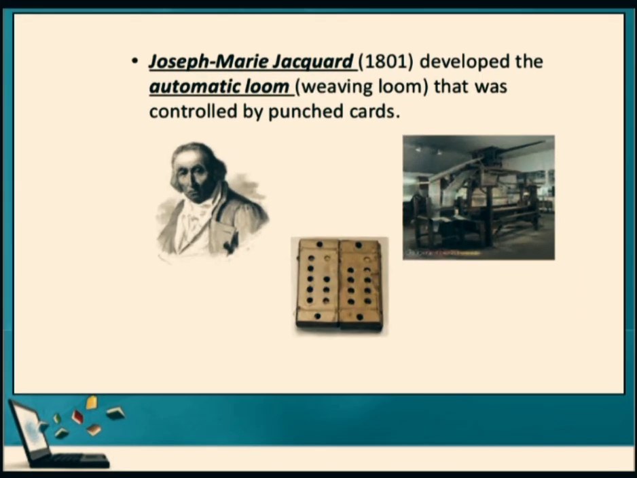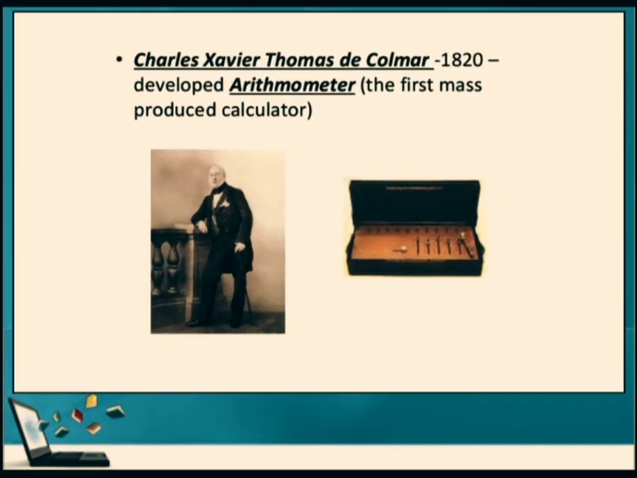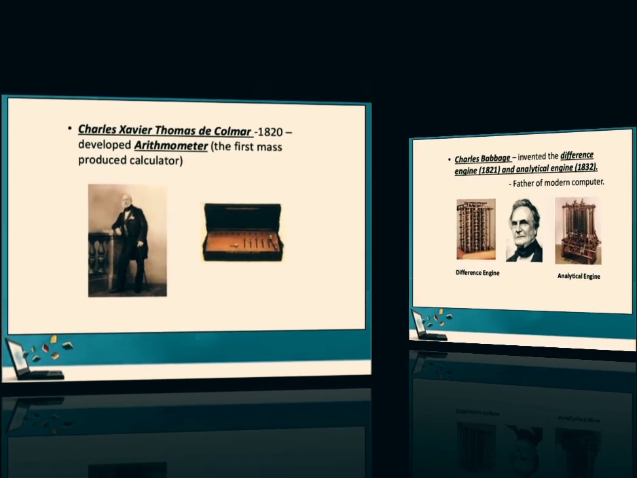Joseph Marie Jacquard, in 1801, developed the automatic loom, or what we call the weaving loom, that was controlled by punch cards. Charles Xavier Thomas de Colmar, in 1820, developed the arithmometer, the first mass-produced calculator.